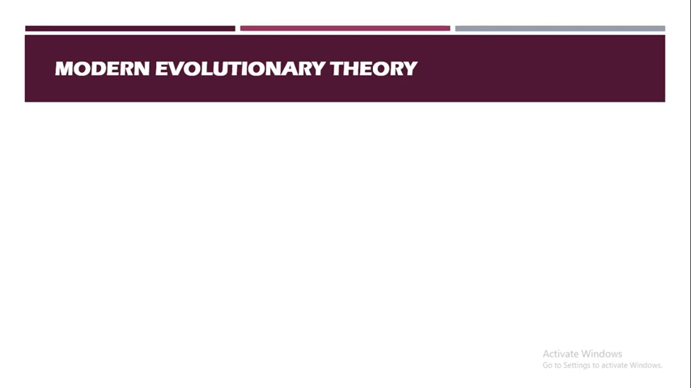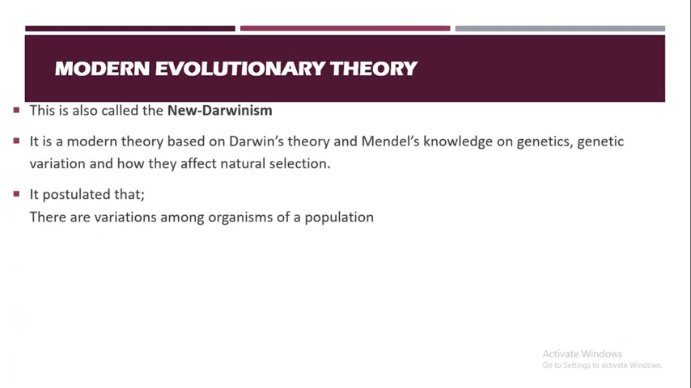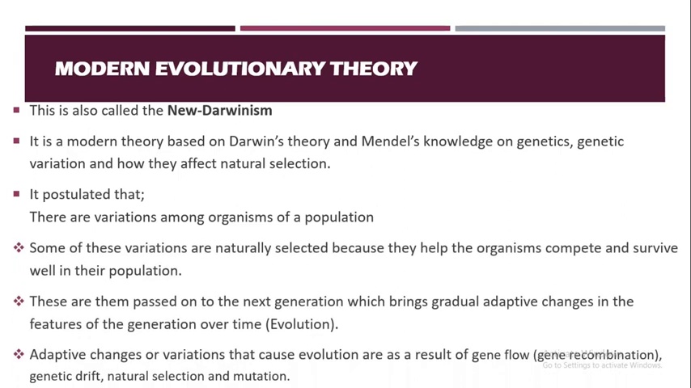Okay, so this is the combination of an aspect of Lamarck and majorly that of Darwin and Mendel's study. So this is also called the New Darwinism. All right, it is a modern theory based on Darwin's theory and Mendel's knowledge on genetic variation and how they affect natural selection. Now, he postulated that there are variations among organisms of a population. We've already said under Darwin's theory that we have different organisms, they have different structures. Some have different structures that can help them to survive better.